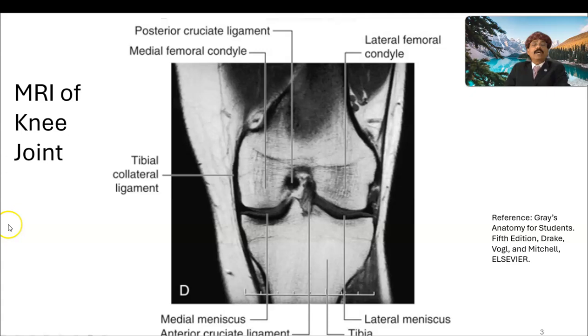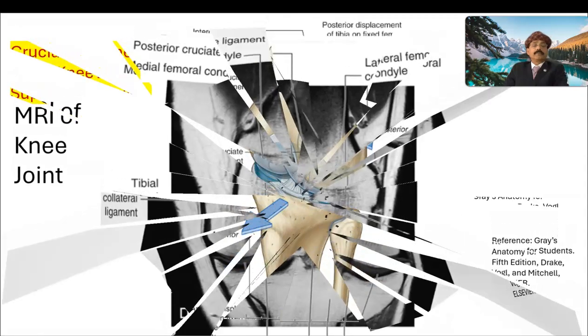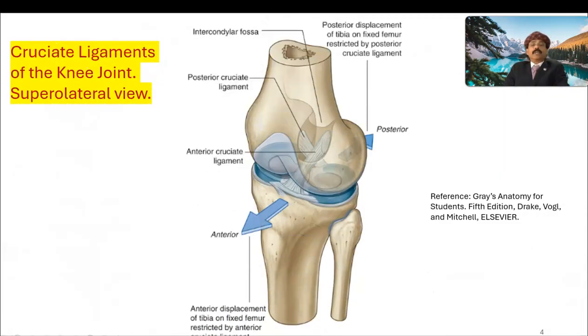If we look at the MRI here, this is the posterior cruciate ligament. This is the anterior cruciate ligament. This is the medial meniscus. This is the lateral meniscus. This is the tibial collateral ligament, fibular collateral ligament. Again, we are looking at the anterior cruciate ligament, and this is the posterior cruciate ligament.